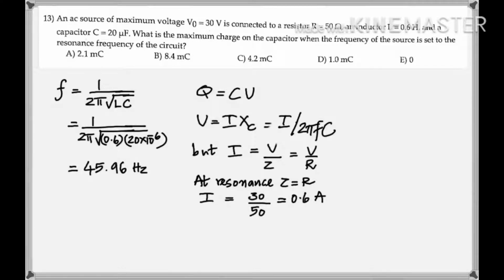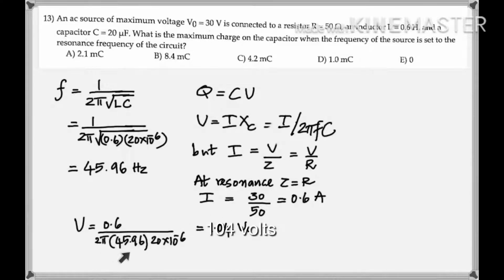So, using that idea, at resonance, the current is going to be voltage by impedance. The voltage is 30, the impedance is just the resistance, so it's 50, which gives 0.6 ampere, right? Once you get that, we can find the voltage, that is 0.6 by 2 pi FC, so that's 2 pi times the frequency times C, which gives, well, it's actually 104 volt. I'm going to correct that, that's 104 volt.